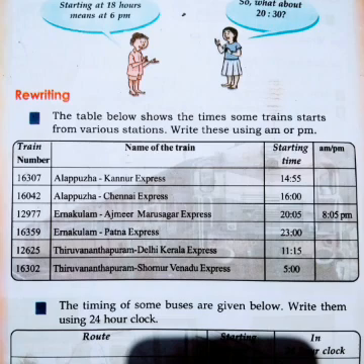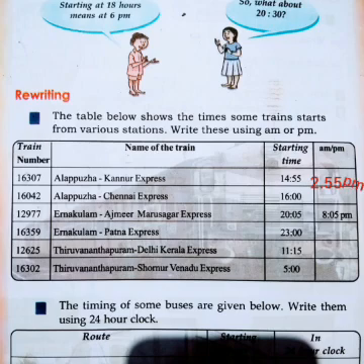Okay, let us look at the first one. Alappuzha Kannur Express 14:55. Okay, how can we convert? Yes, 14 minus 12 equal to 2. So our answer is 2:55. AM or PM? Yes, that is PM.